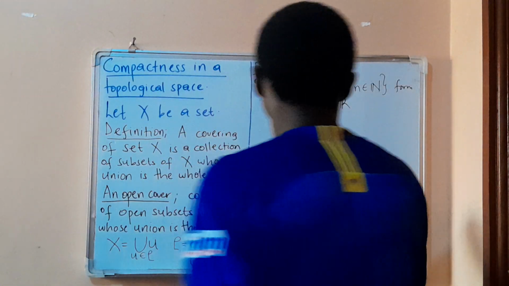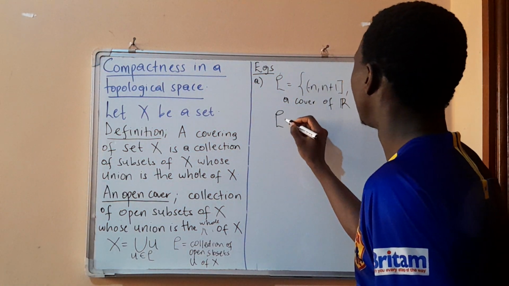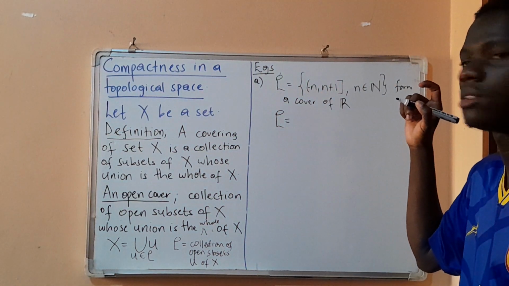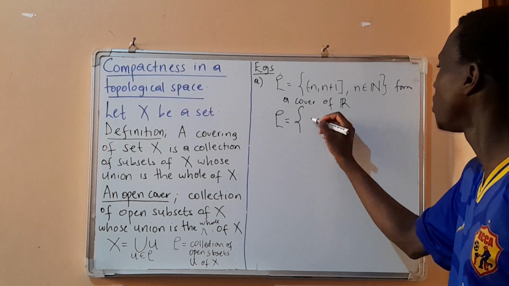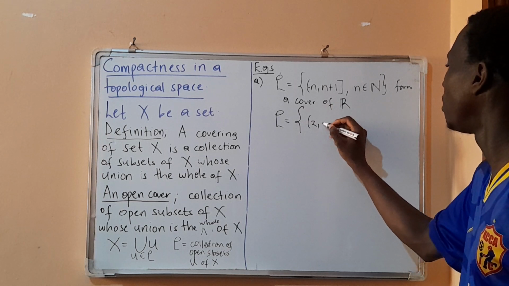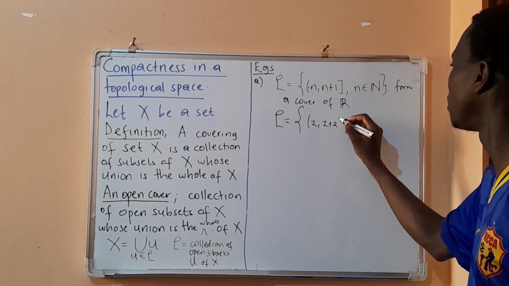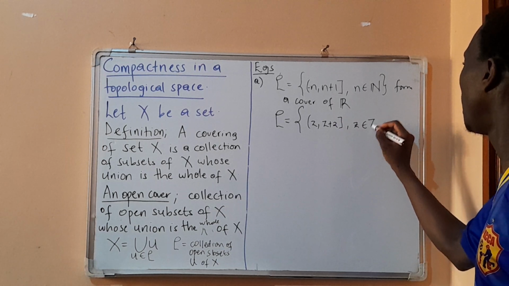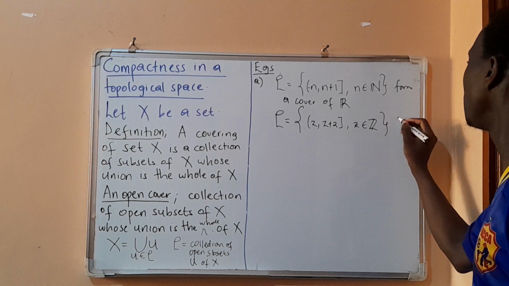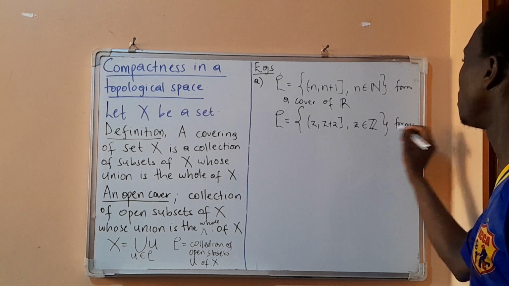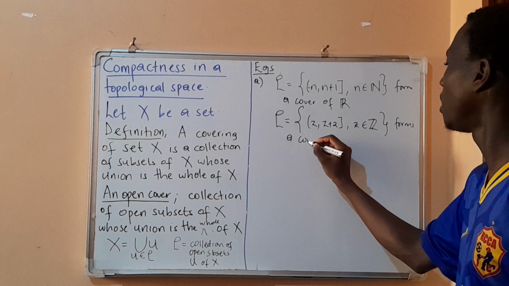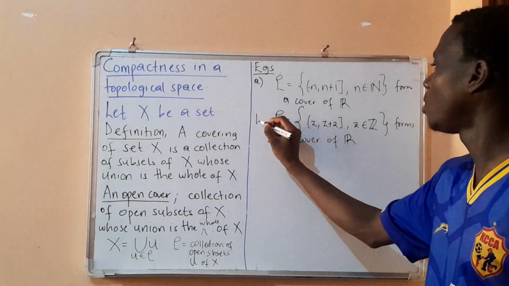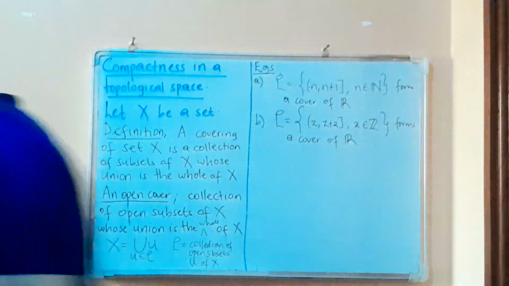We can also have this. It's not an open cover because these sets are not open. We can also have z, z plus 2, where z is an integer. This forms a cover of R. That one also forms a cover of R.